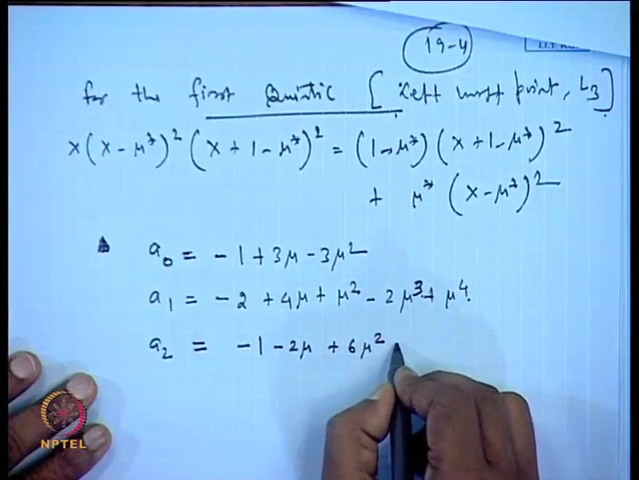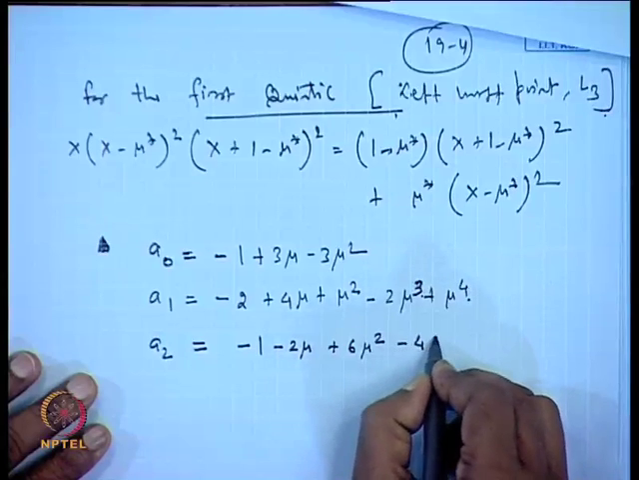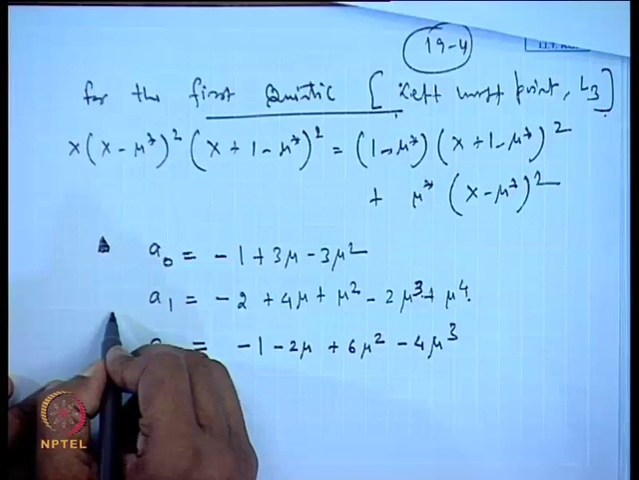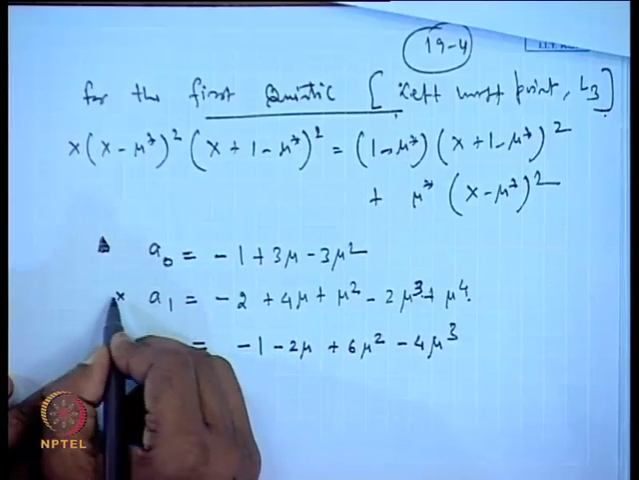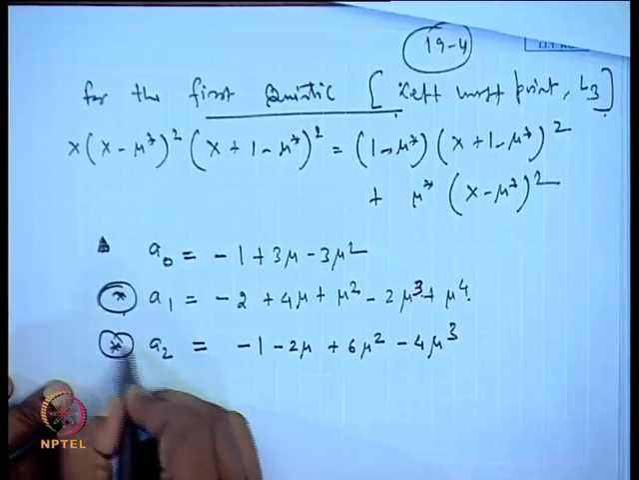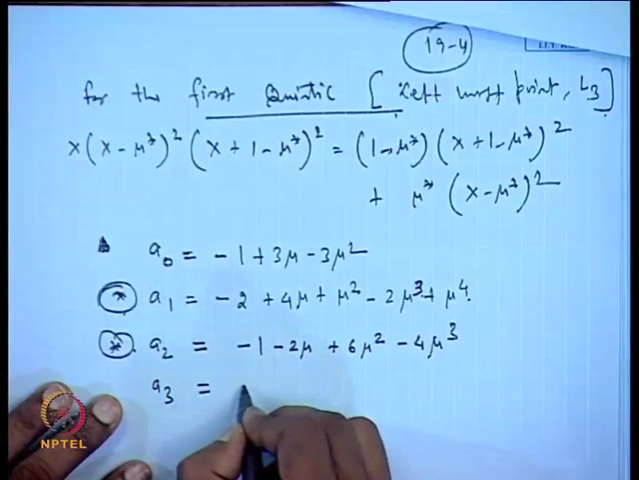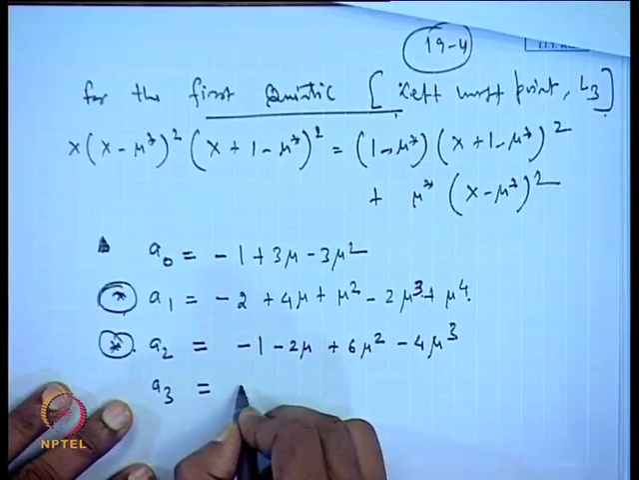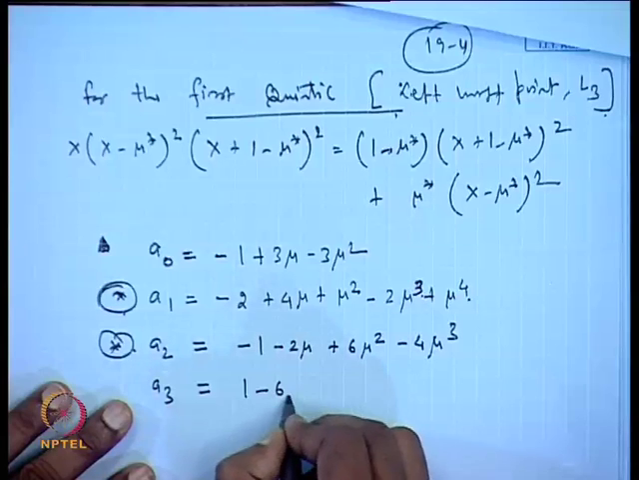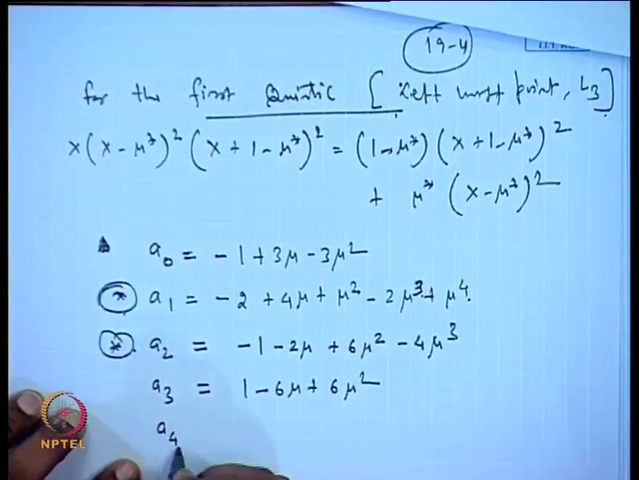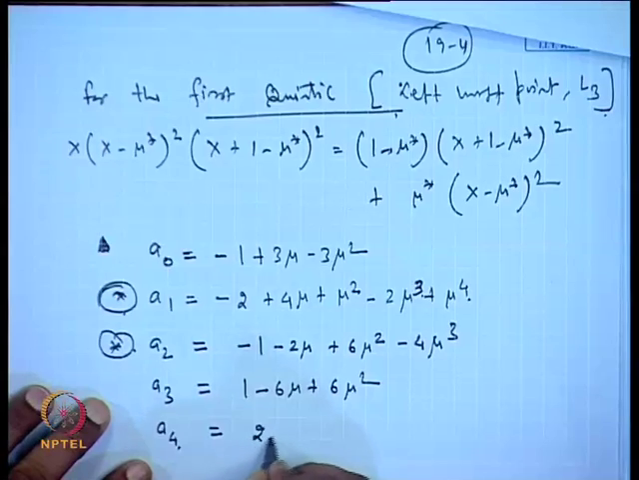A 2 is also changed. So A 1 is changed, A 2 is changed, A 3 remains the same as for the second quintic. And again A 4 will change, this is 2 minus 4 mu.